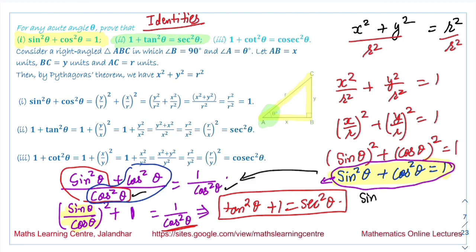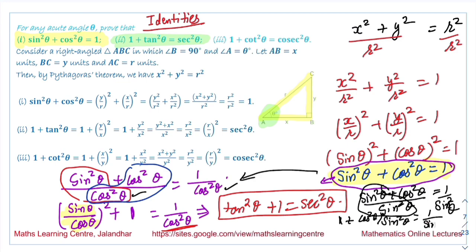We have the equation sine square theta plus cos square theta equal to 1, and we divide this with sine square theta on both sides. On separating these terms, we will get 1 plus cos square theta over sine square theta, that is equal to 1 over sine square theta.